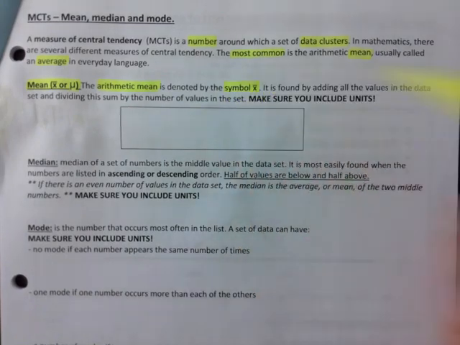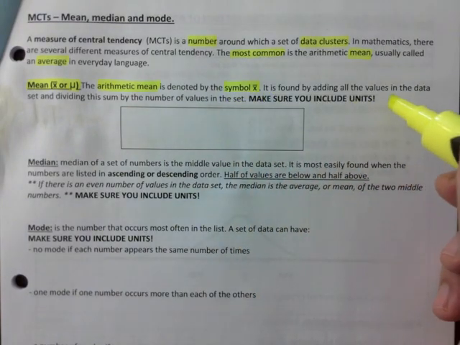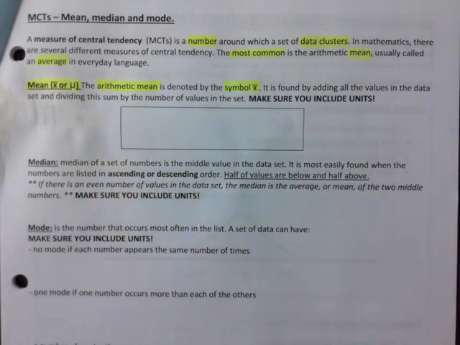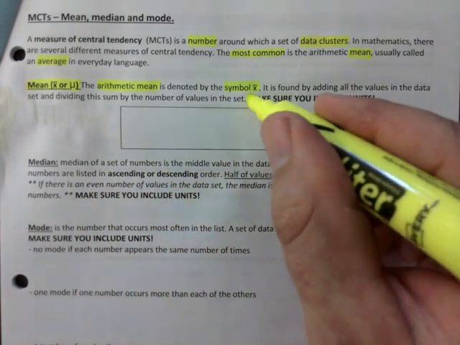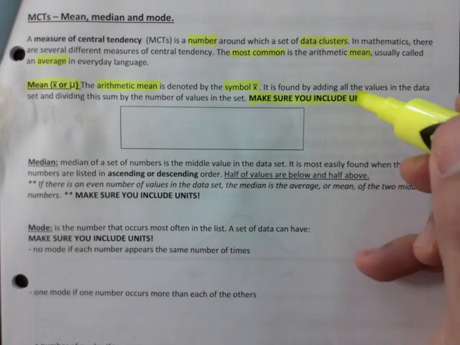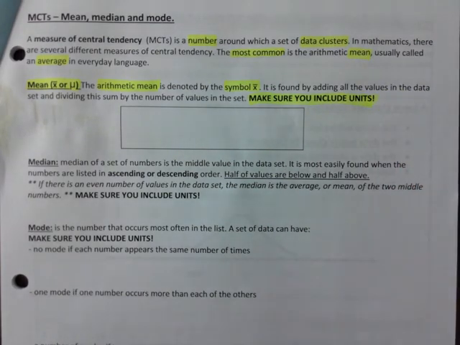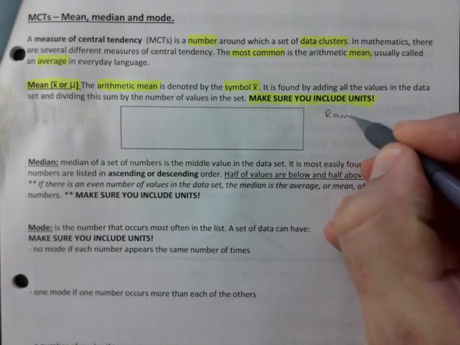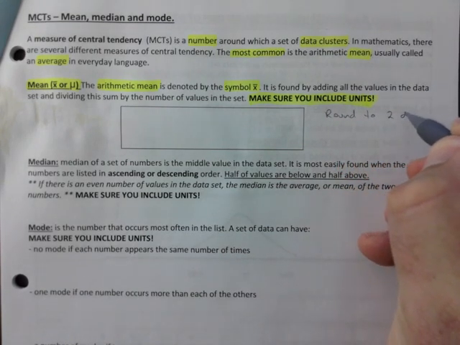You've got the symbol X bar, found by adding all the values in the data set and then dividing it by the number of values in the set. Make sure you include units, please. And you can round this one. I will make a note here, round to 2 decimals.